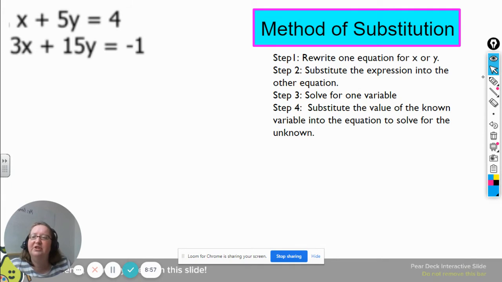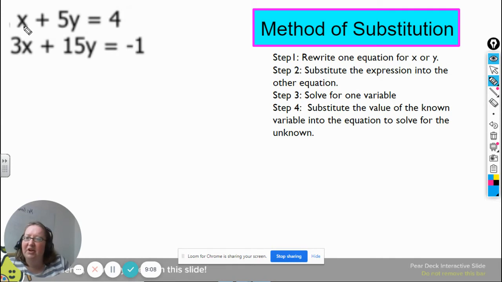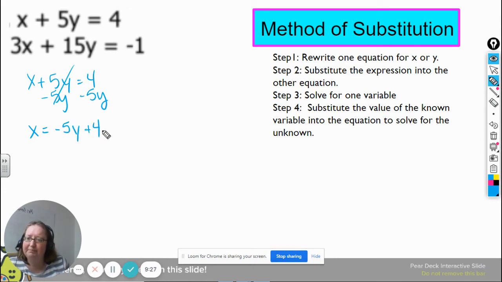Okay, I wanted to show you this example because in this situation, it's better to solve for x than to solve for y like we have been doing. So in for x, I'm going to rewrite it over here. So x plus 5y is equal to 4. And I want x all by itself. So minus 5y, minus 5y. X is equal to minus 5y plus 4.